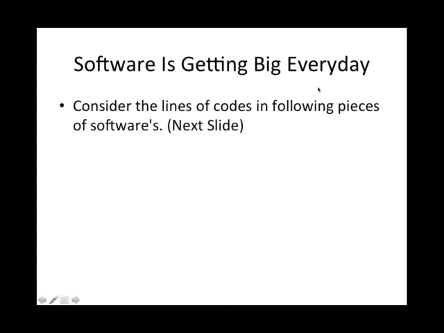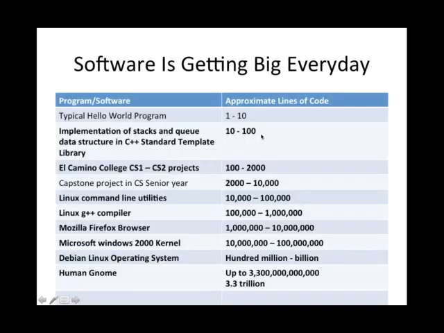Software is getting big every day. Consider the lines of code in the following pieces of software. A typical Hello World program could have 1 to 10 lines of code. Implementation of stack and queue data structure in the C++ standard template library may have 10 to 100 lines of code. El Camino College CS1 and CS2 projects may have 100 to 2000 lines of code.